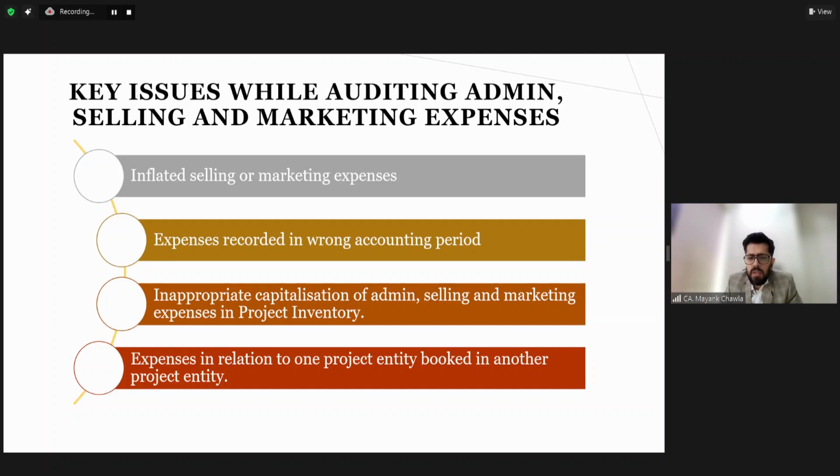In some of the cases we have noticed that expenses in relation to one project are booked in different projects. The intent may be to book expenses in projects which have high profitability, to maintain a particular level of profitability in a project, to substantiate a solid balance sheet, or maybe to avoid taxes as well. So it has to be taken care of that these expenses are booked in the right project and are substantiated by service delivery evidence to the extent possible.